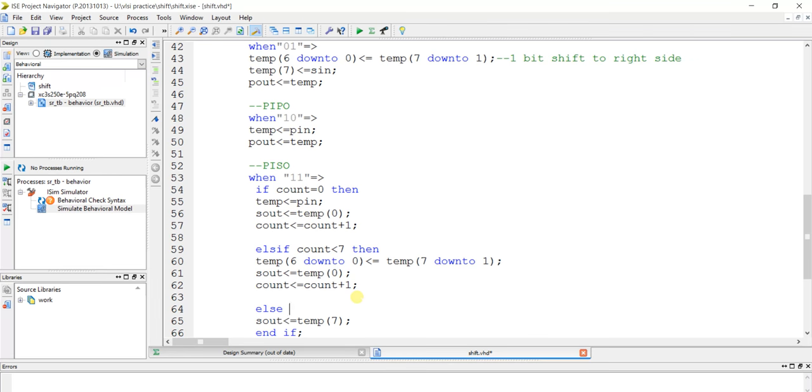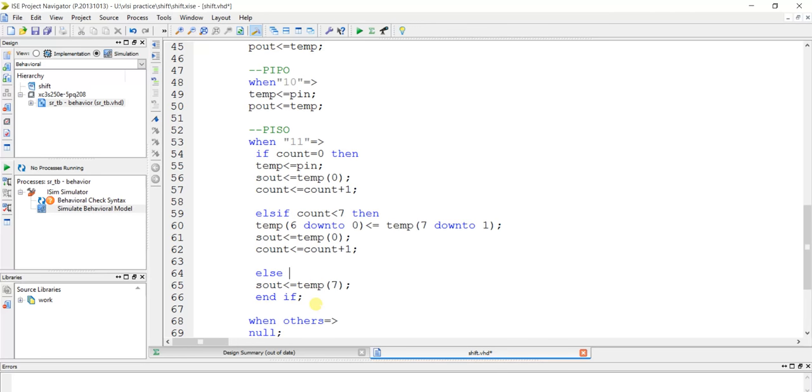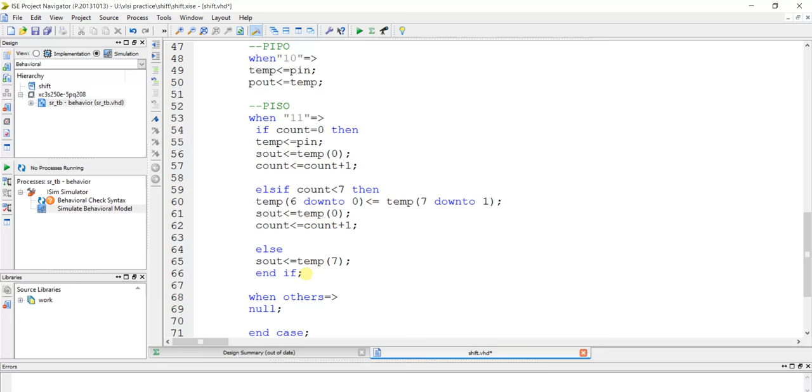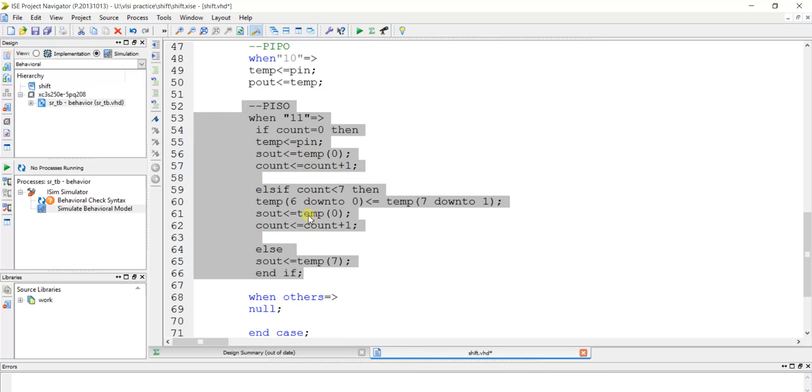After your count is 7, the count less than 7 condition will be false, so my temp 7 remains to be outputted on S out. Every bit will be given to S out after every clock, so this bit will remain because this condition will be false when my 7th bit comes. So I'm giving S out my 7th bit. So this completes your parallel input serial output mode.